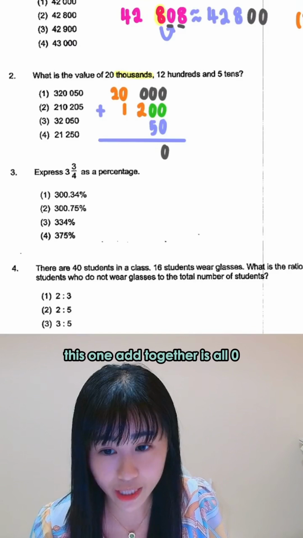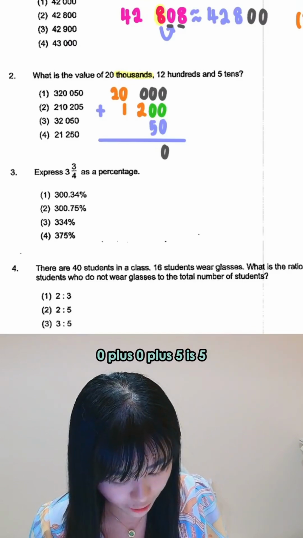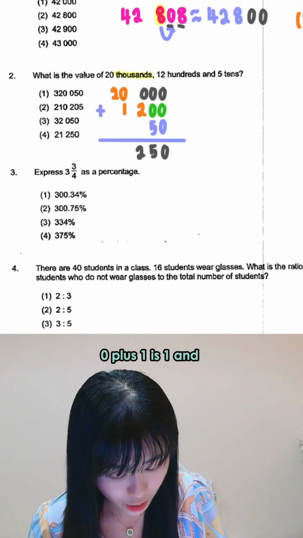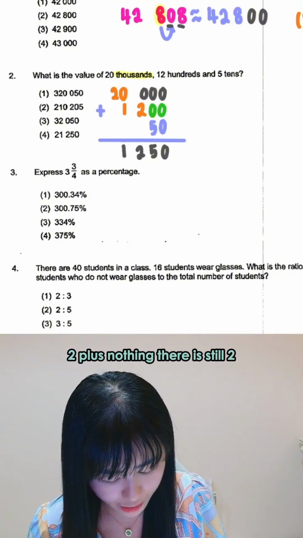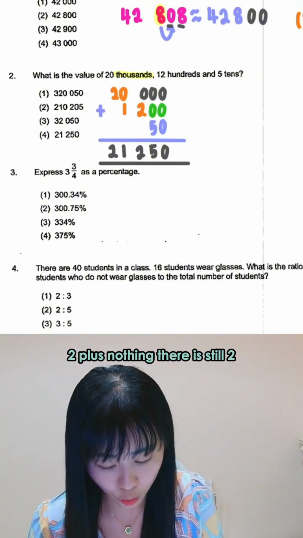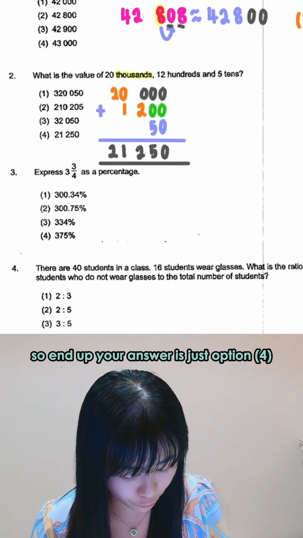This one you add together is all 0. 0 plus 0 plus 5 is 5. 0 plus 2 is 2. 0 plus 1 is 1. 2 plus nothing there, okay, is still a 2. So in the end your answer is just option 4 for this one.